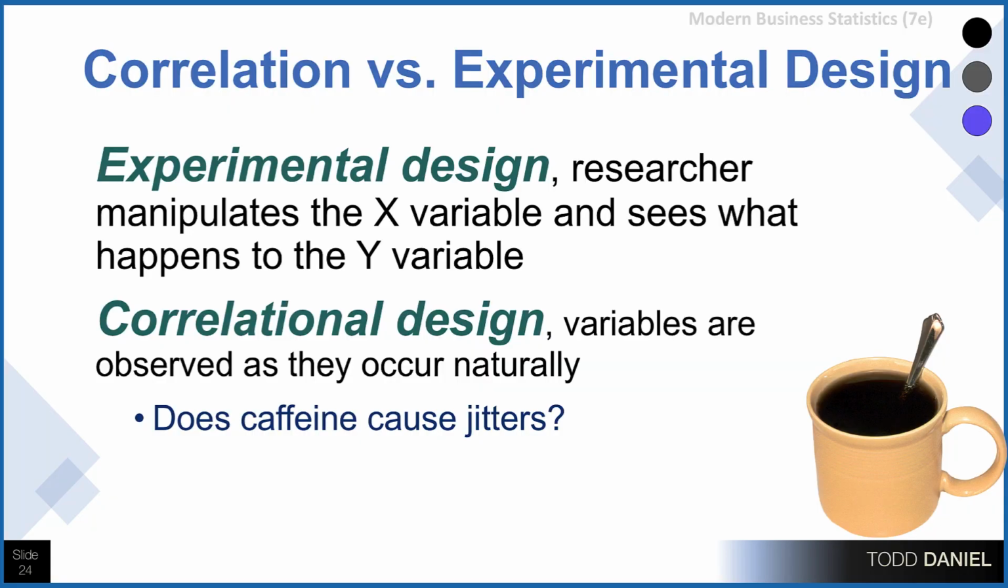Many times, this is because there are certain studies that cannot be done ethically using an experimental design. For example, let's say that we want to study the neurological effects of caffeine. We want to know, does caffeine cause jitters? Is this something that we could do where we give one group of people caffeinated coffee, a second group of people decaffeinated coffee, and then we measure them on some performance measure? Absolutely. This is an experimental research design.